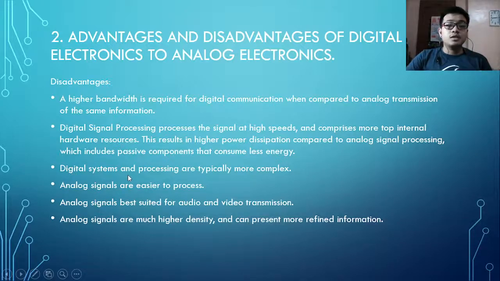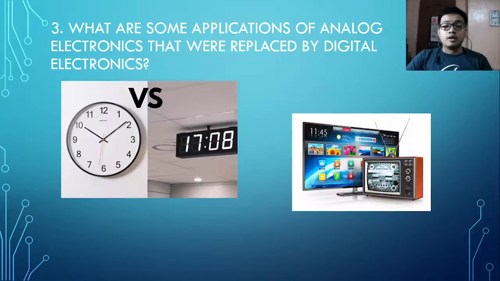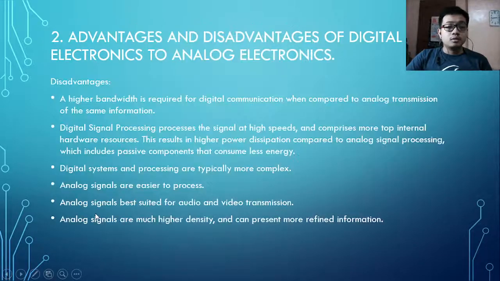Next, digital systems processing is typically more complex than its analog counterpart. Analog signals are easier to process, which also supports the statement above. Analog signals are best suited for audio and video transmission. And analog signals are much higher in density and can present more refined information.